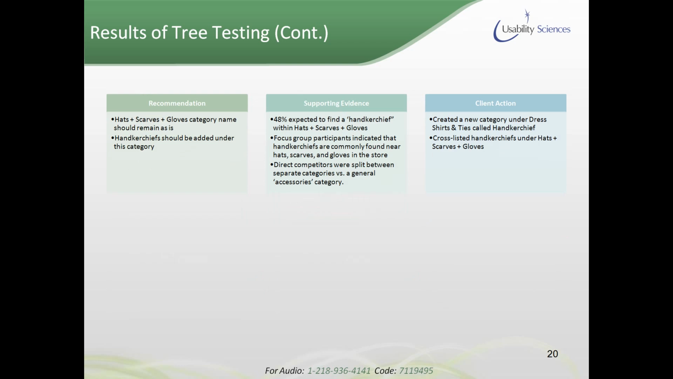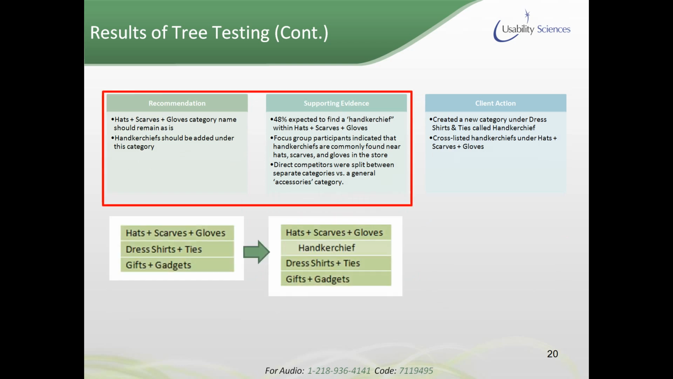One other recommendation is, if you think about the example we had of the handkerchief, that was one that had very low success in the tree testing. Originally, they had hats, scarves plus gloves, dress shirts plus ties, and gifts and gadgets. So our recommendation was to move handkerchief underneath hats, scarves, and gloves, and also, because they asked what we should do with the category name, we recommended to keep it the same. Do not change hats, scarves, and gloves, just add handkerchiefs underneath it.